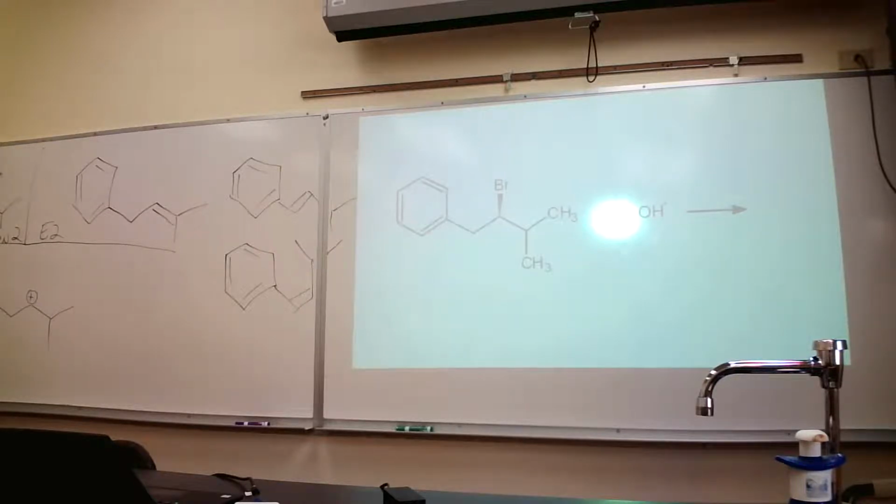I've actually just been sitting up here this whole time you guys have been working, trying to decide in my mind which way it would be more likely to react. I think it would move towards resonance. Resonance, I think, is a bigger stabilizing factor than being tertiary versus secondary. So we would have rearrangement happening to put our carbocation right here.